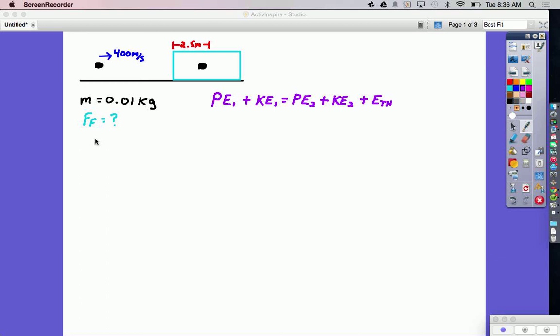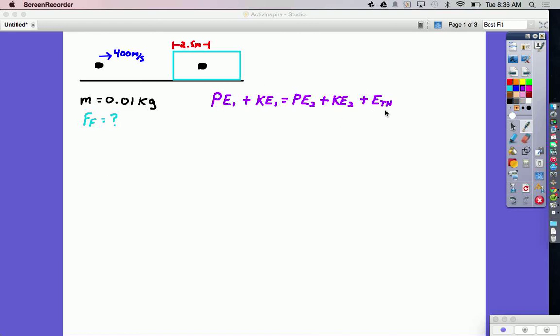So I basically drew my picture. I've got my bullet here. It's going to go into the block there. I have my numbers. My initial speed is 400 meters per second, 2.5 meters into the block. The mass is given, and I know I'm trying to find friction. We always want to start with our conservation of energy equation, which is right here in purple.